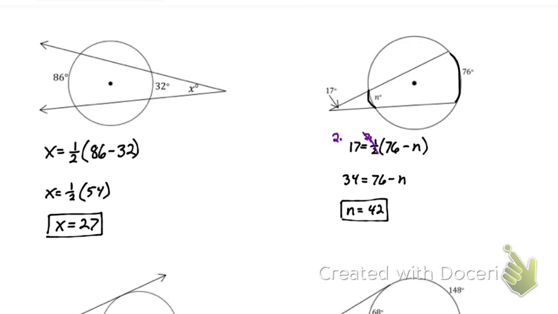If you could do me the kindness, finish the next 2. When you have your answers, raise your hand, and I will check you off, saying, yes, you understand this vertex outside of a circle. And then you can start your homework.